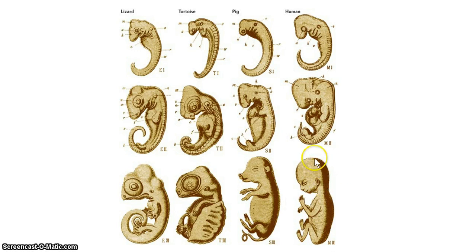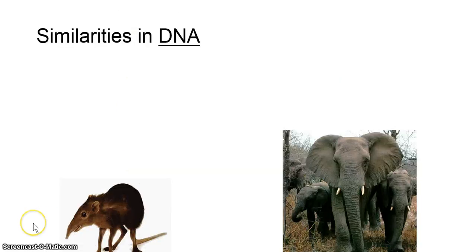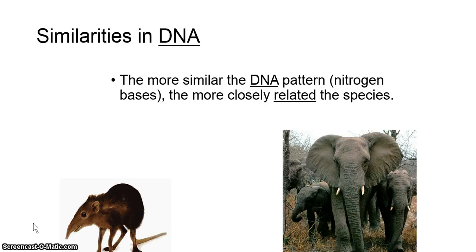So here you can see this is the human embryo as it's developing. So at the earliest stages, it looks very similar to these other organisms. And it's not until that embryo is fully developed into a baby that you see a lot of these differences. Similarities in DNA. Okay, the more similar the DNA pattern, the more closely related the species. These two actually share quite a bit of DNA.